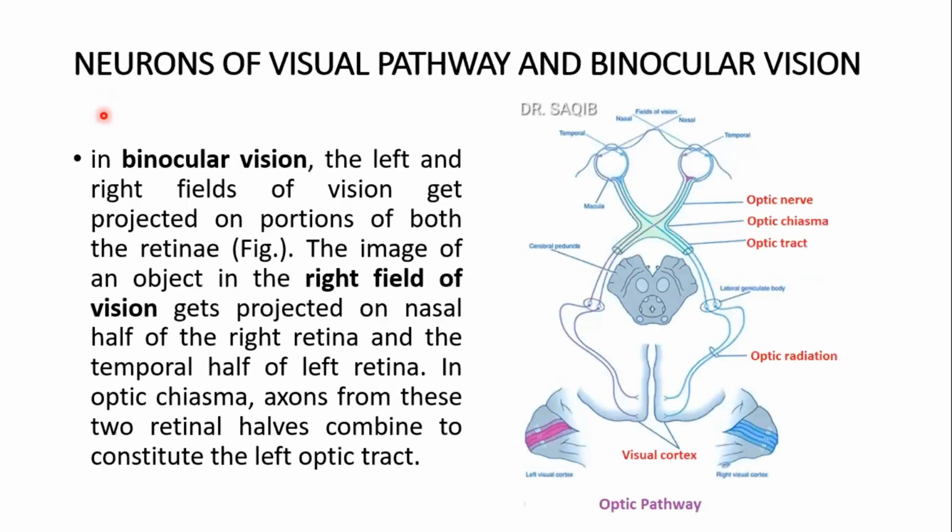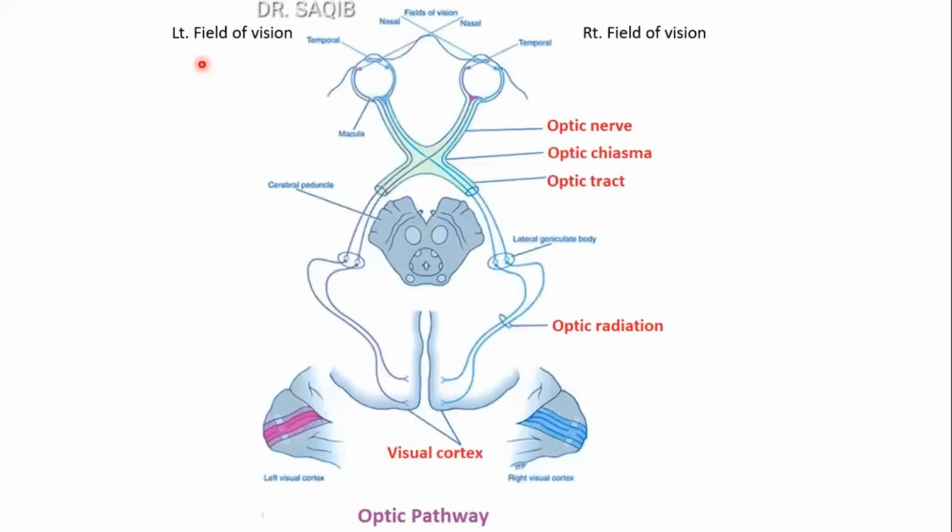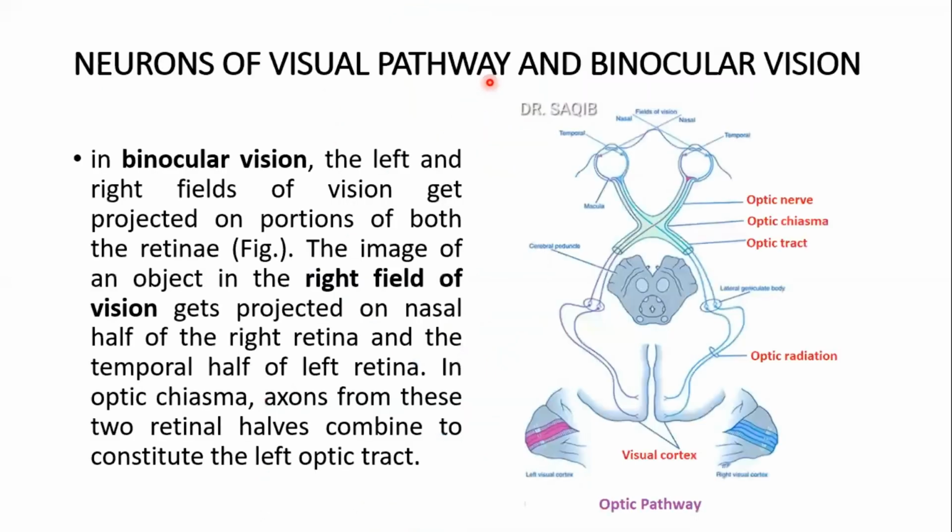So neurons of the visual pathway and the binocular vision discussion continues. What happens in the binocular vision? Of course, the binocular vision is by the use of 2 eyes. The left and the right fields of vision get projected on portions of both the retina. You could see this is the left field of vision over here. This is the right field of vision over here, right? Projected on both sides of the right eye and the left eye.